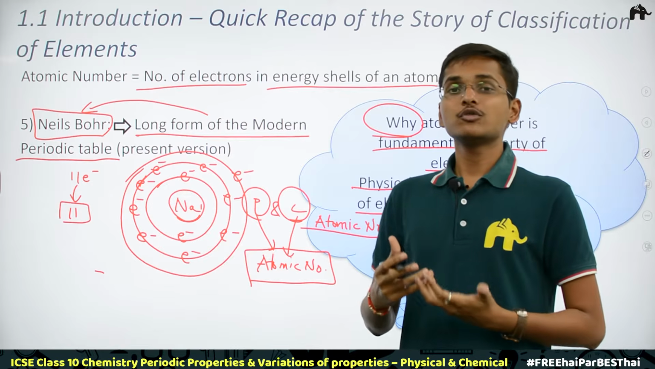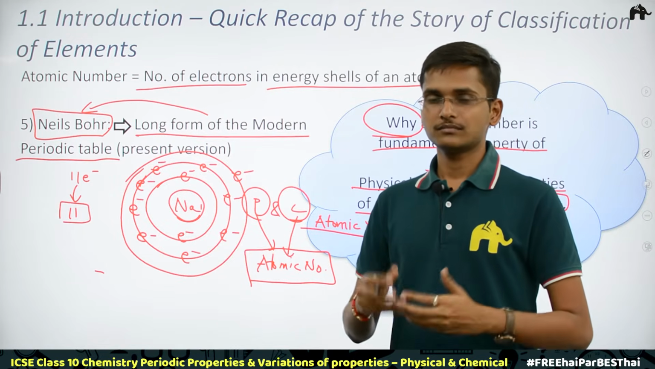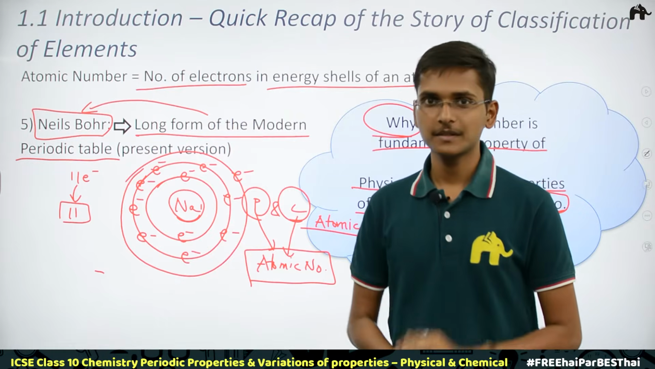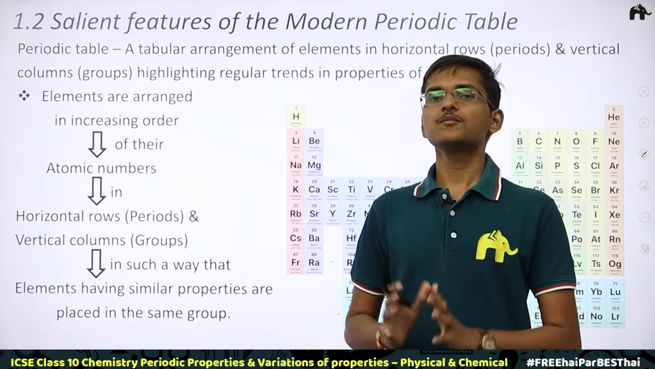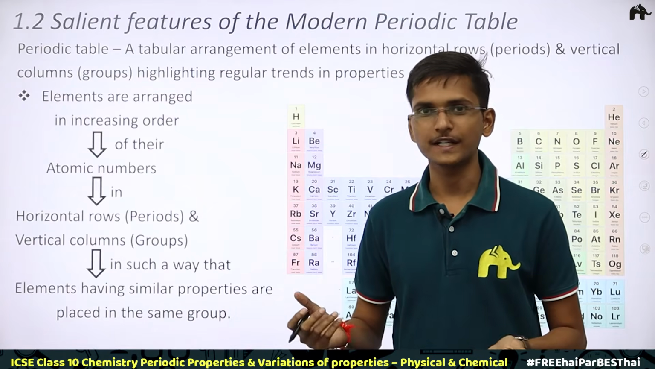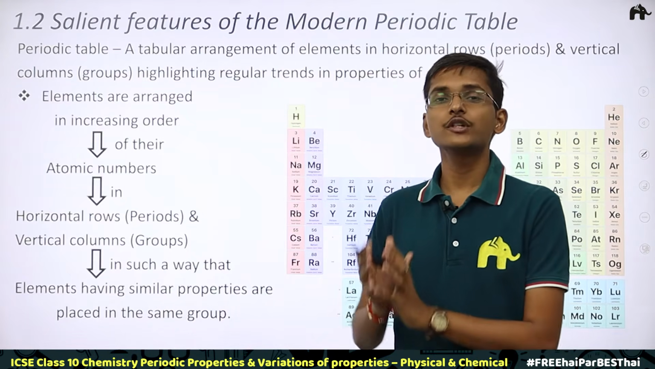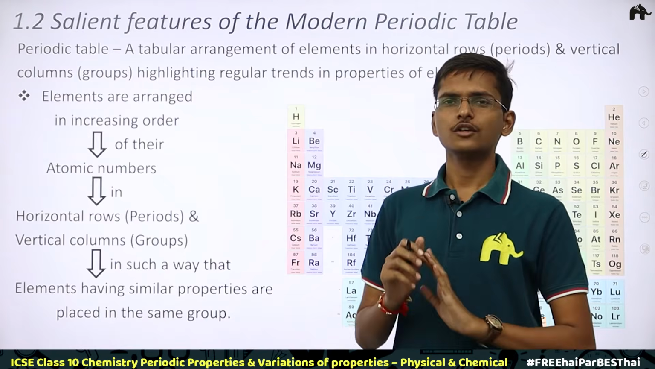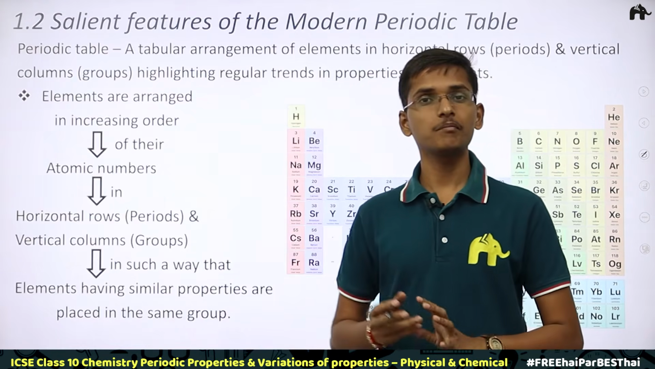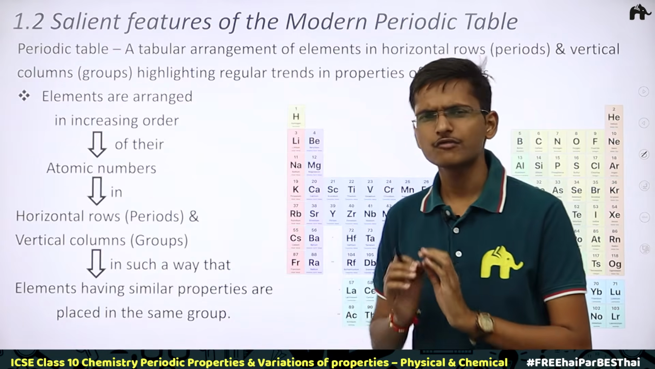Now we are going to start learning about the modern periodic table. Till this point we have just quickly gone through the story of the development of the periodic table, and now we are actually going to study the periodic table, starting with the salient features of the periodic table. But before that, let's quickly see what a periodic table means. It's very, very simple.